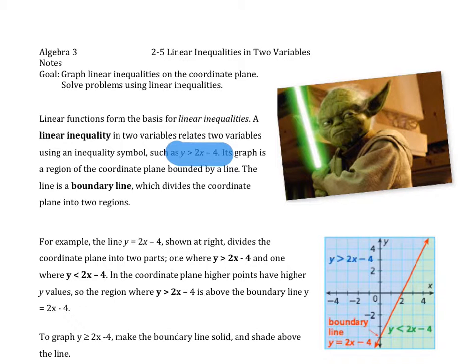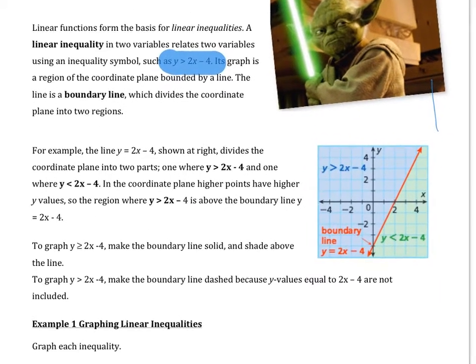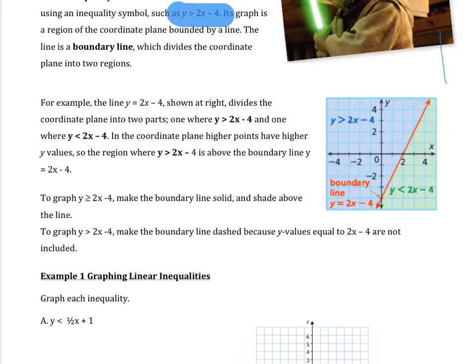The graph is a region of the coordinate plane bounded by a line. This line is called the boundary line, and it divides the coordinate plane into two regions. So, for example, y equals 2x minus 4 would be that red boundary line. It divides the plane into two parts: one part where y is greater than 2x minus 4, and one part where y is less than 2x minus 4.